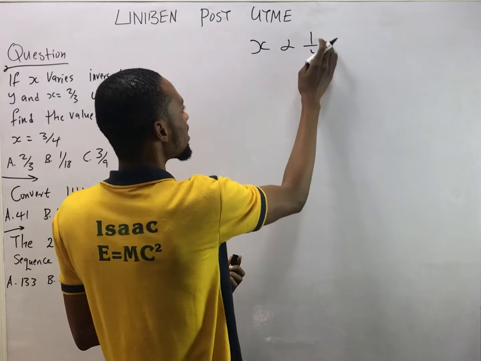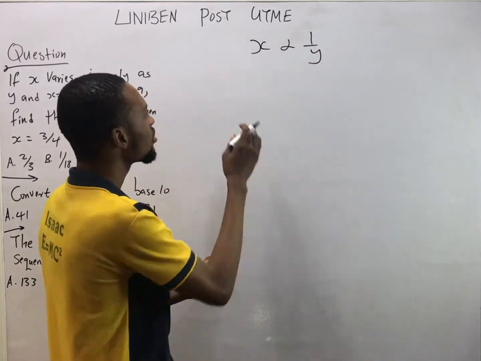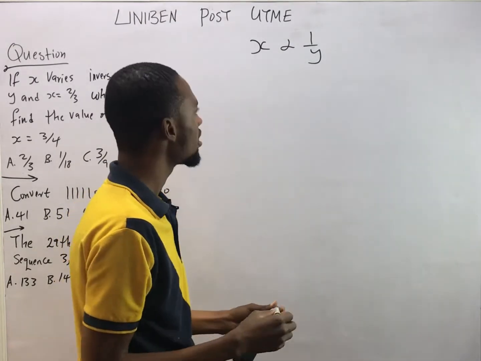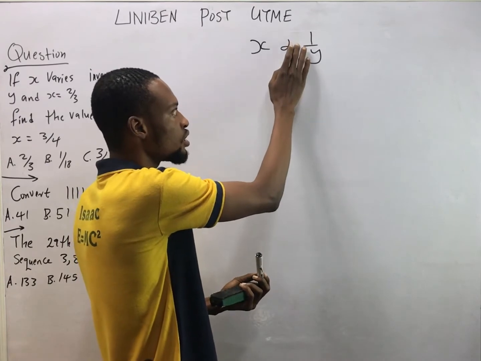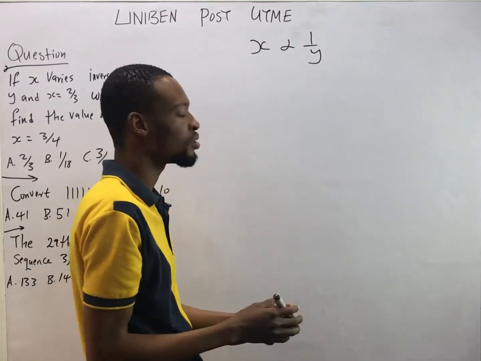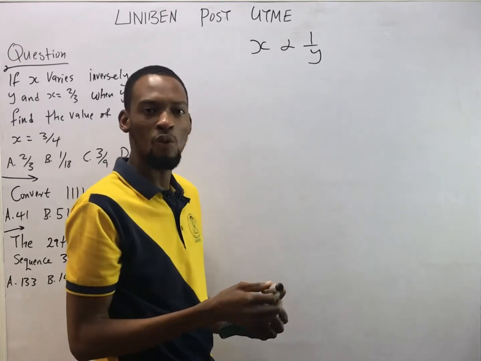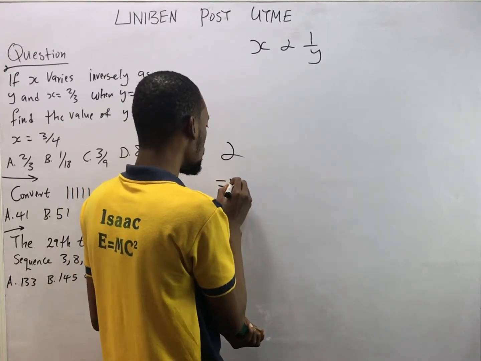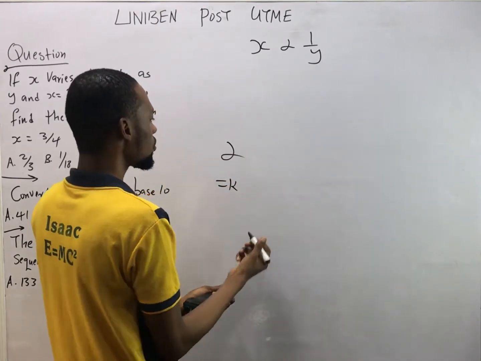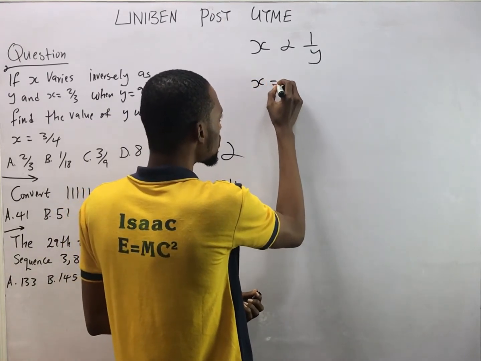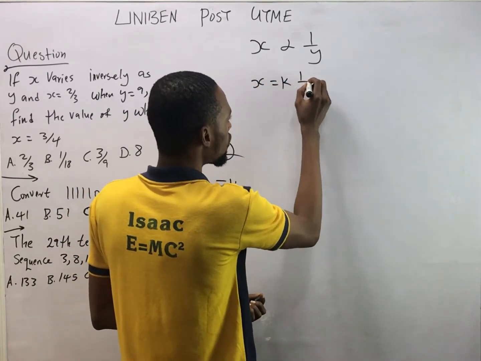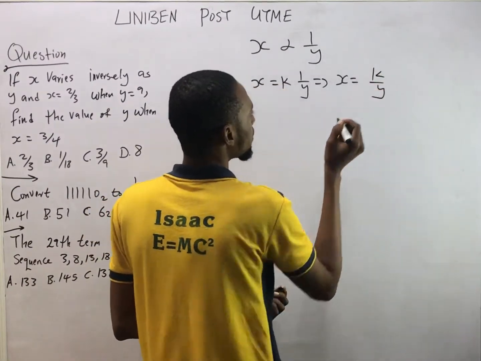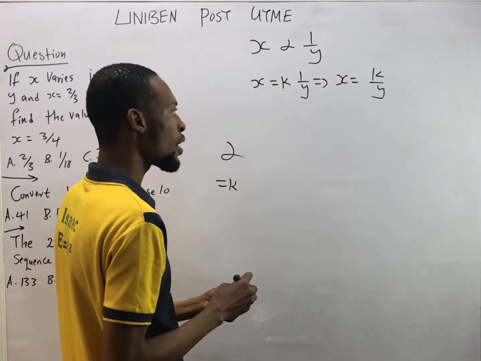So S varies inversely as Y. That means S is inversely proportional to Y. And like I said in my previous variation question, we don't solve with this proportionality symbol or variation symbol. We change it to an equality sign. While doing that, we introduce a constant K. So converting this, S equals K times 1 over Y, which is K over Y. So S equals K over Y.